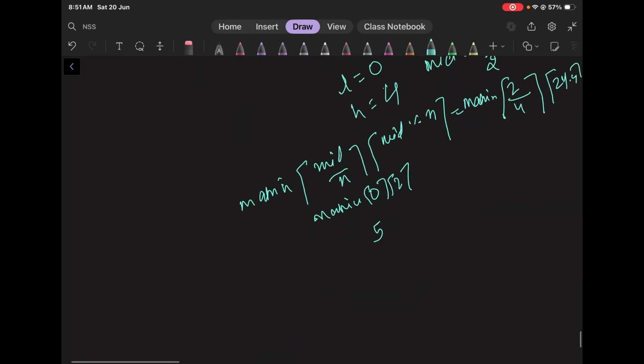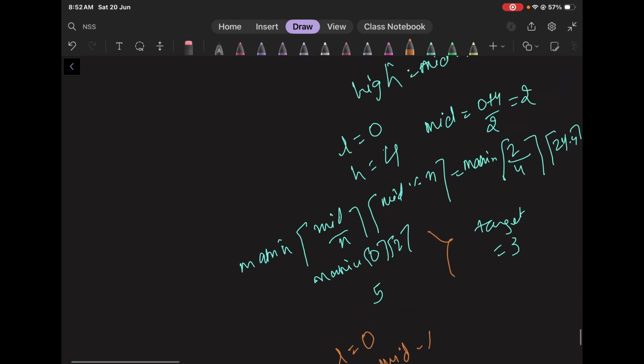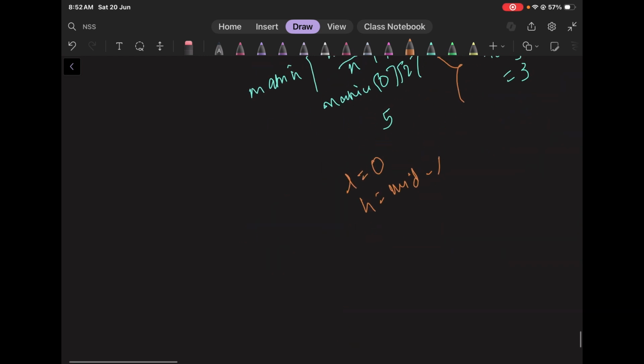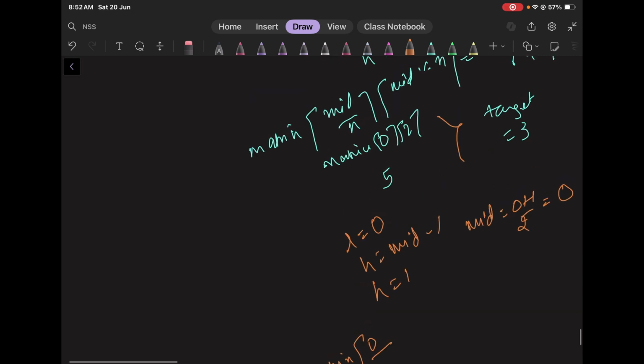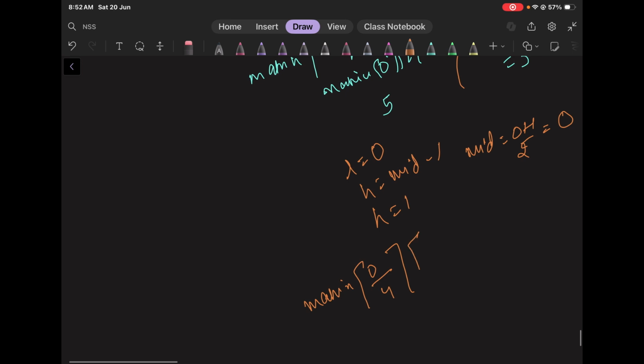Okay, so my element at 0 comma 2 is 5. So I write 5 over here, and my target is 3. In this case, my matrix of ij is greater than target. That is, I need to now look on the left hand side. So in that case, my low remains same and my high is updated to mid minus 1. My calculated mid was 2. So my high is equal to 1. Now I calculate my mid, 0 plus 1 by 2. This is 0.